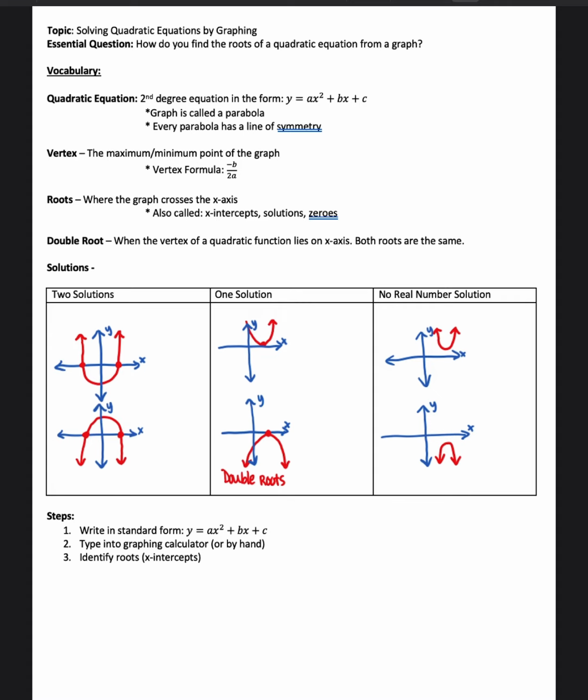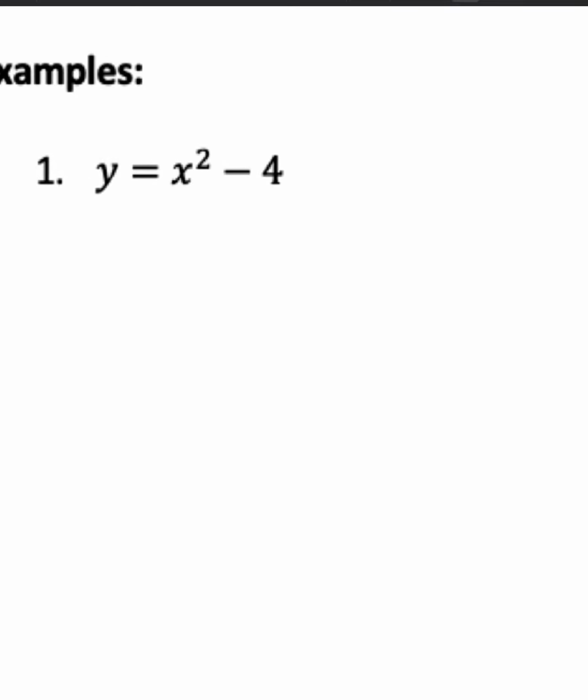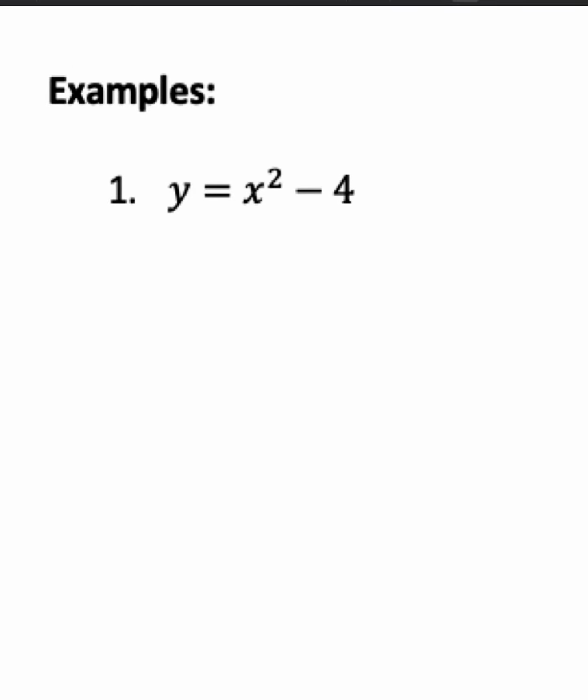So starting with our first example, we've got y equals x squared minus 4. To start off, we're just going to be using the vertex formula to find our vertex, and then we'll graph it and find our roots. So our vertex formula is negative b over 2a. Before we plug in, we need to actually identify the b and the a.